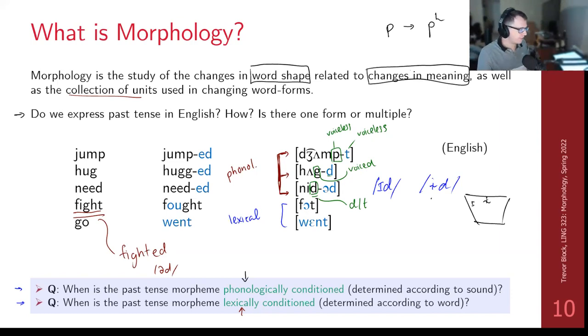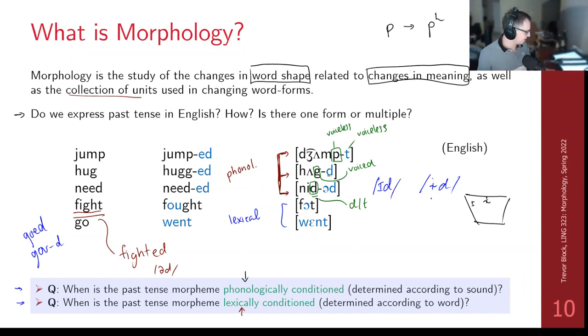And like go to went, there is no way in hell that you could ever predict that that would happen unless you already know the form of go and the form of went. Otherwise, you would expect something like goed, which would be perfectly natural. Go ends with a vowel sound, so that ed would be pronounced like a d, goed. But it doesn't behave like that. It doesn't follow those phonological rules. Instead, it's an exception. We get went.